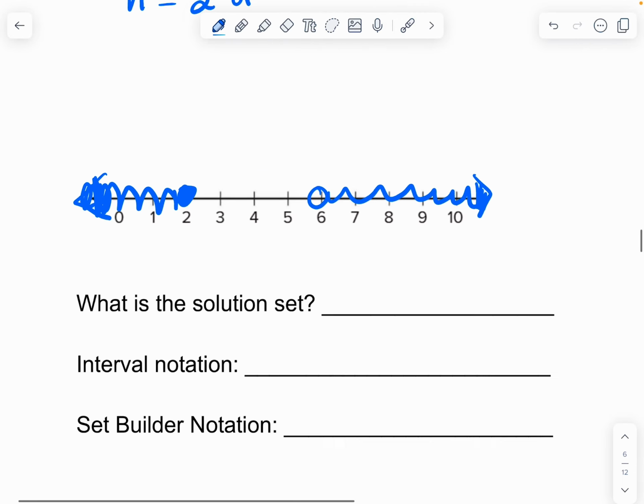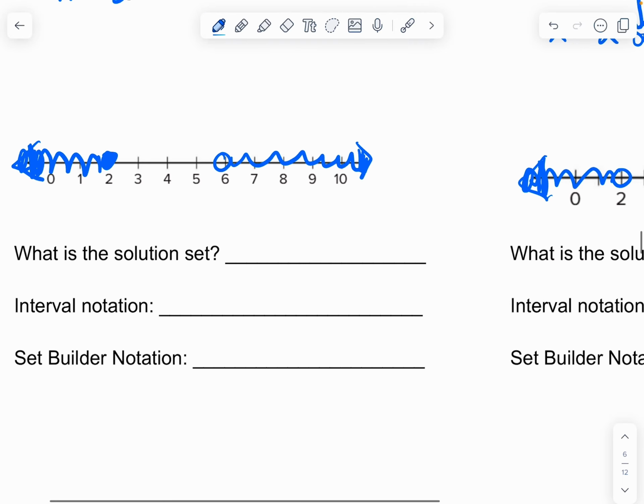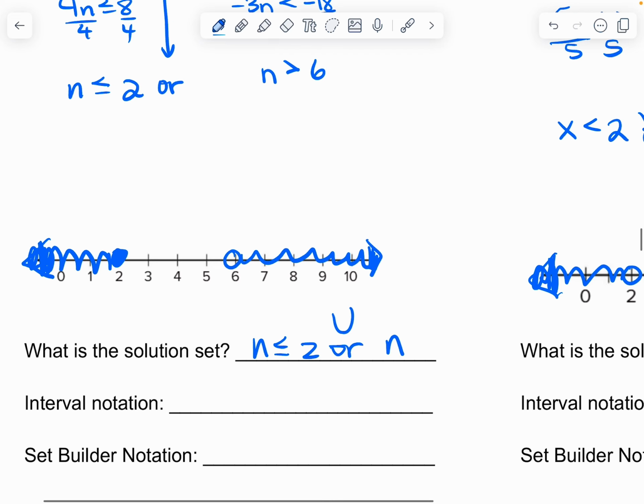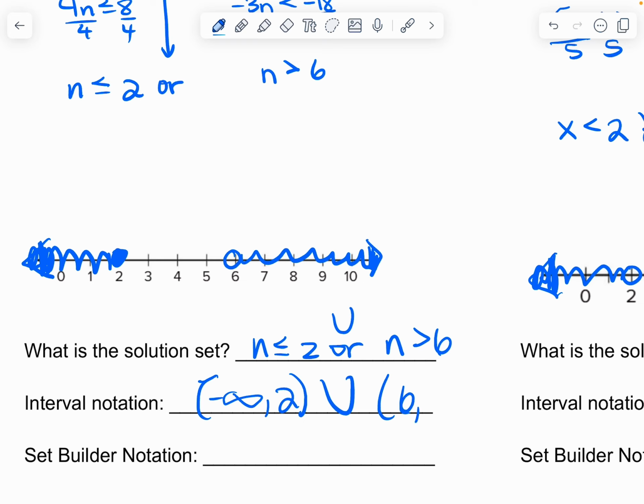I forgot to answer these questions down here. What is the solution set? So the solution set is n is less than or equal to 2, or sometimes you see a U for that, meaning union. n is greater than 6. So interval notation is going to be less than 2, U going to 6 and going to be all the numbers greater than it.